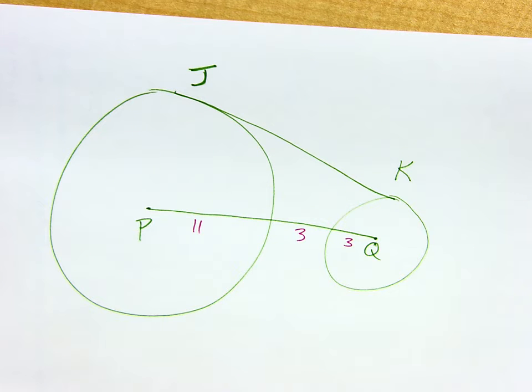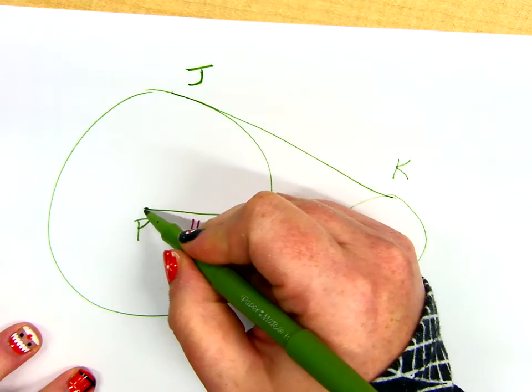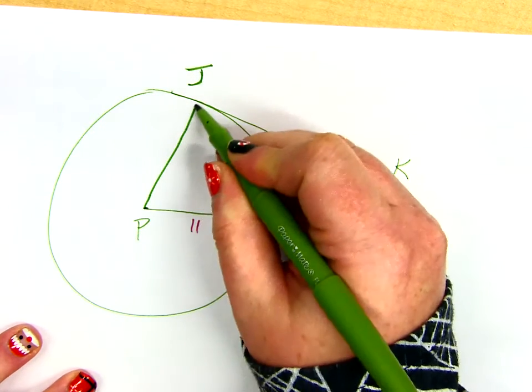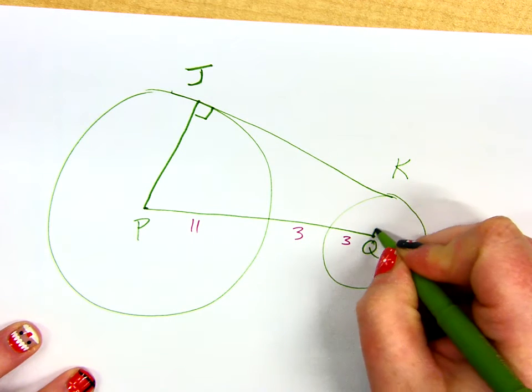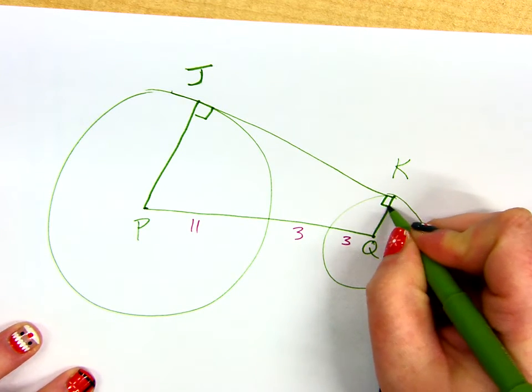Okay, this is number 17, page 337. Our first hint comes from the fact that JK is tangent to circle P and circle Q. So that means if I draw in a radius to the point of tangency, yes, it creates a right angle. So if I draw a radius from P to J, that's a right angle. If I draw a radius from Q to K, that's a right angle.